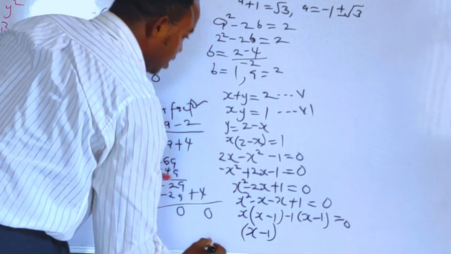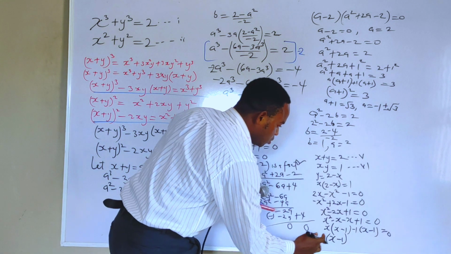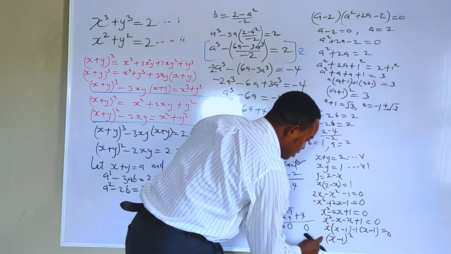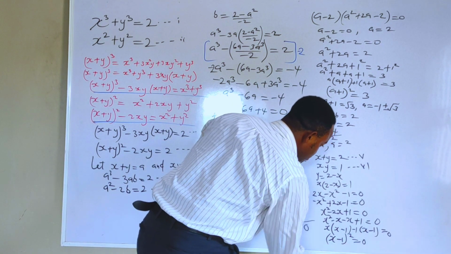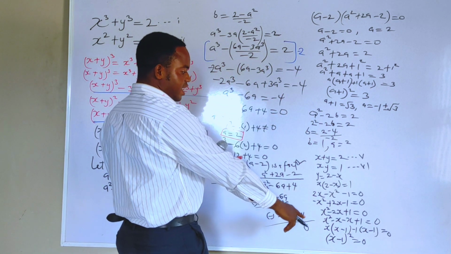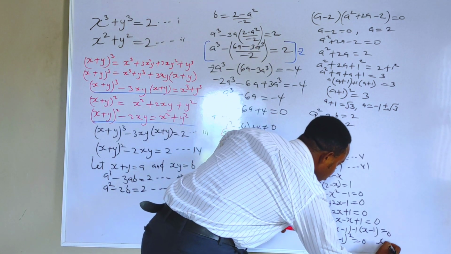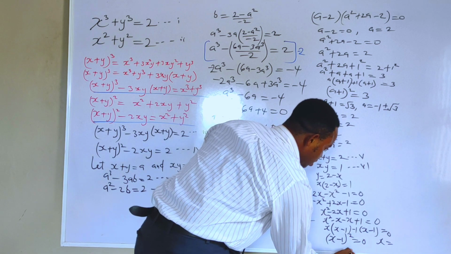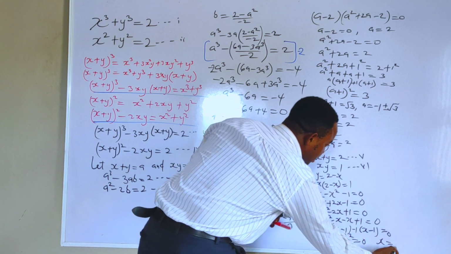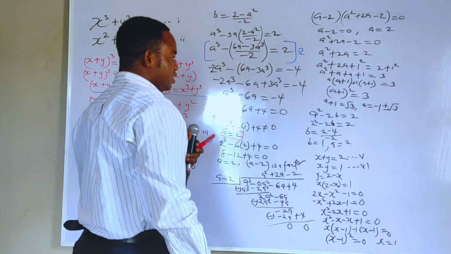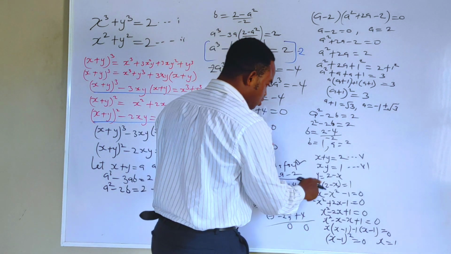I hope that is not out of the camera. We have x minus 1 squared. You have x minus 1 is equal to 0. So it's clear that x minus 1 is equal to 0, and x is equal to 1. Okay, if x is equal to 1, then what is y?